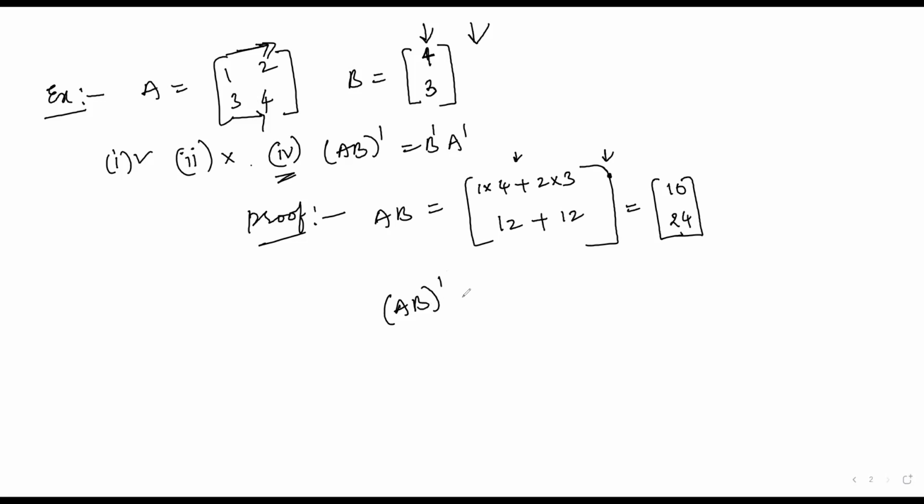AB transpose. What is AB transpose? 10 and 24 in the same row.